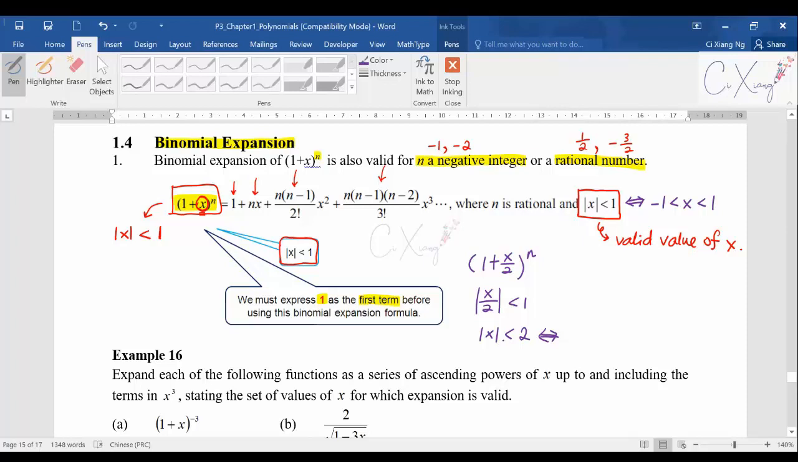The same thing happens here. If modulus x is smaller than 2, that means the value of x that you can substitute into your binomial expansion is between -2 and 2. If you substitute any value other than this later, then the answer that you get is actually a wrong one.